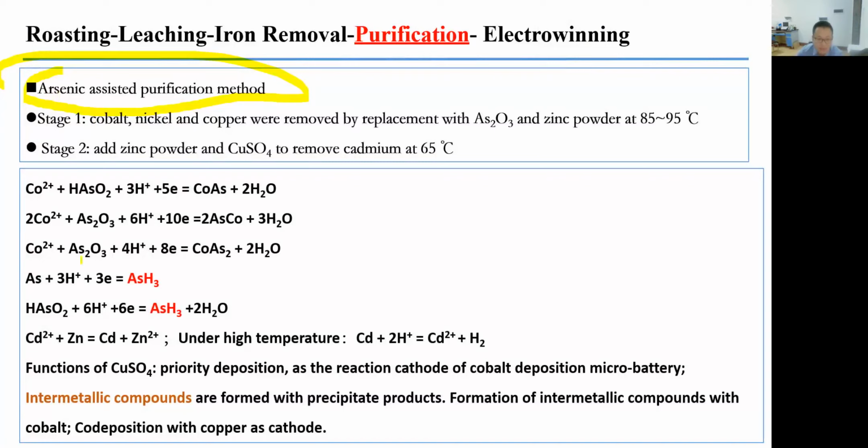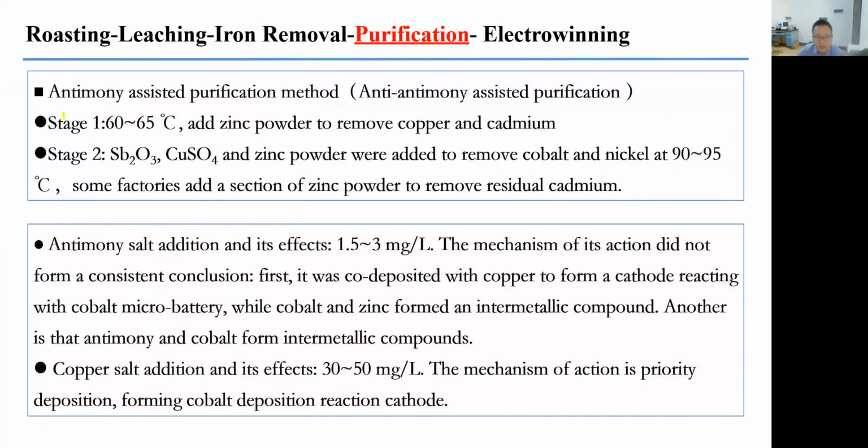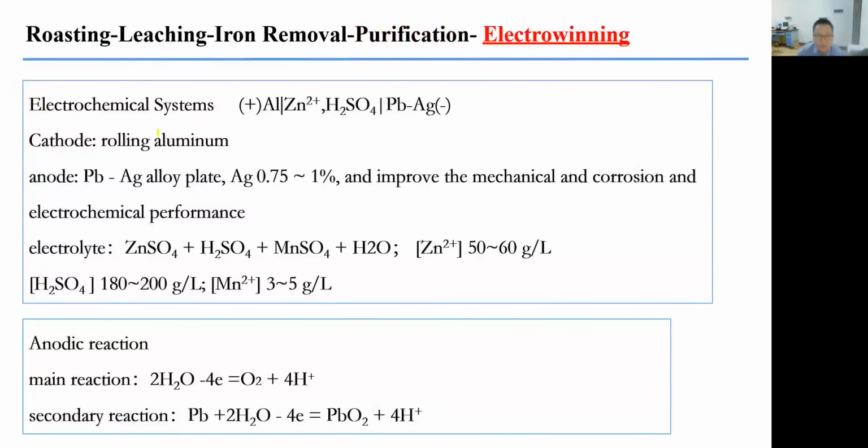Arsenic in the form of arsenic trioxide can be added into the purification process and will form intermetallic compounds, which lower the reactivity of cobalt, improve the recovery of cobalt, and also improve the purification of the neutral leaching solution. Another one is the antimony assisted purification method. It has a similar story with the formation of intermetallic compounds, and it can improve the process.